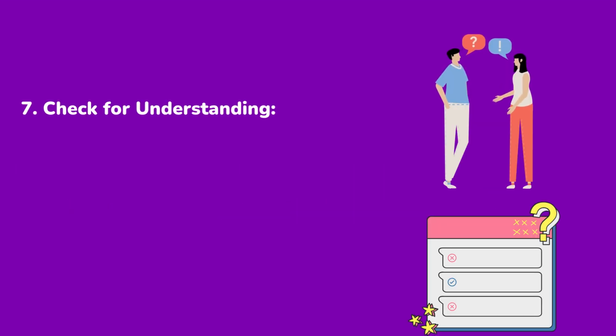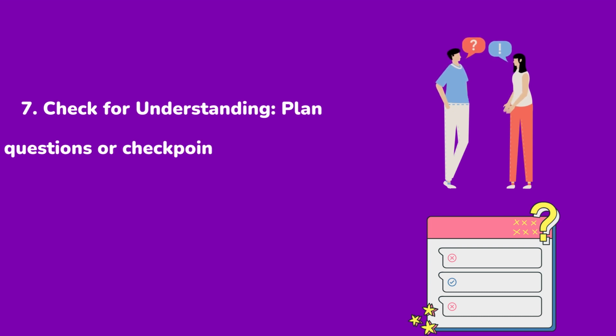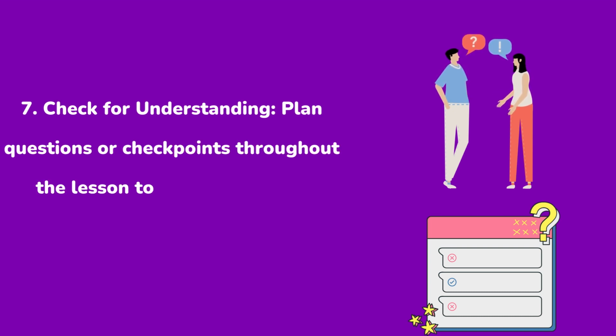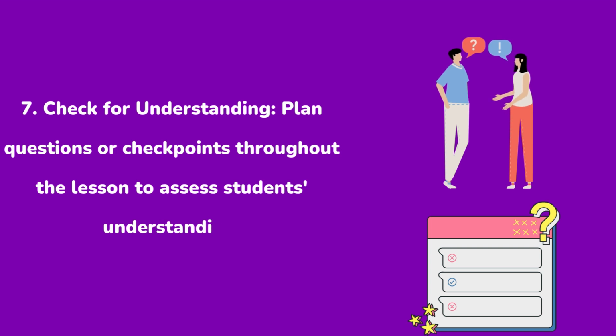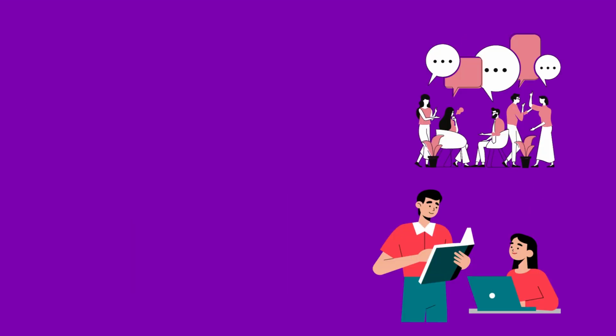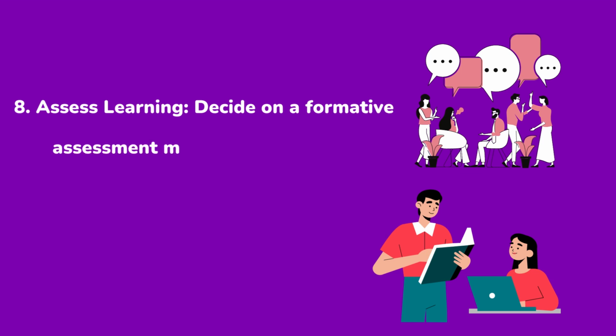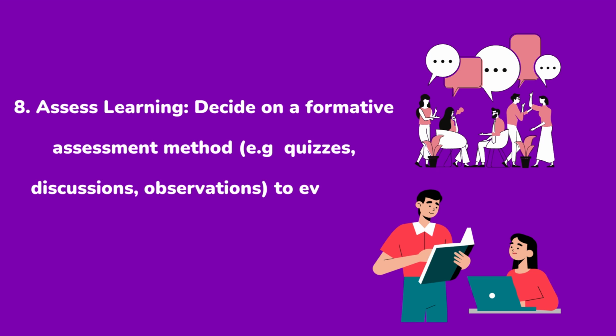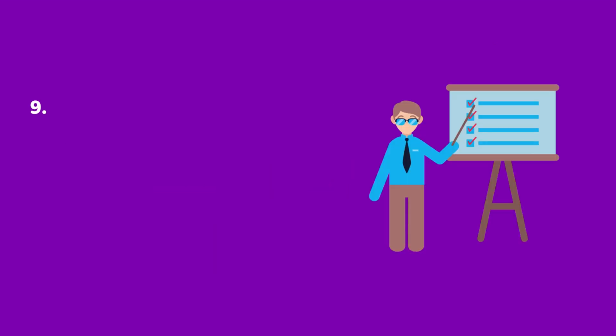7. Check for understanding. Plan questions or checkpoints throughout the lesson to assess students' understanding. 8. Assess learning. Decide on a formative assessment method, for example quizzes, discussions, observations to evaluate students' progress.